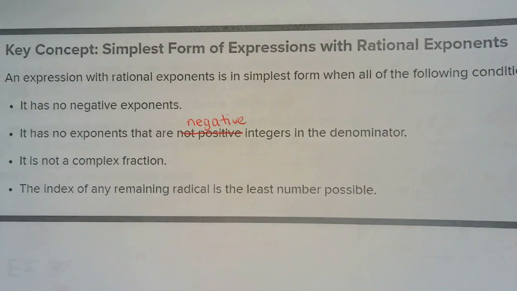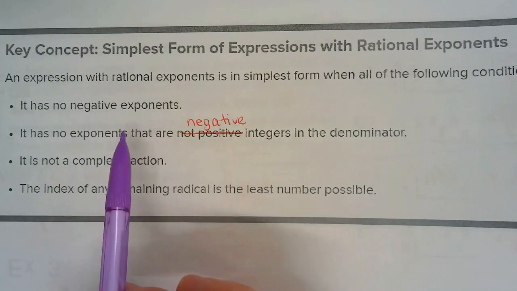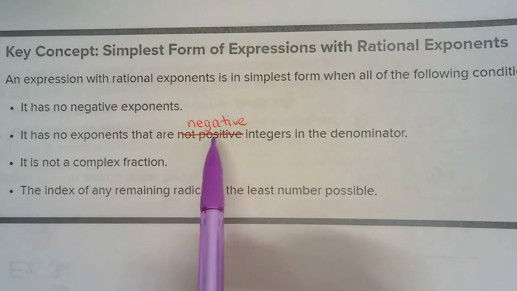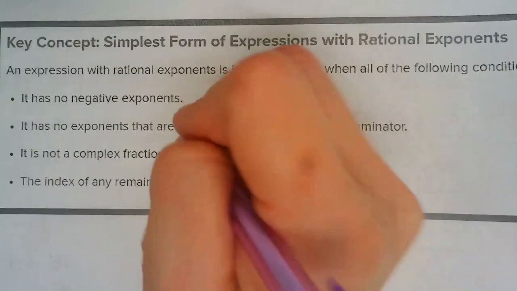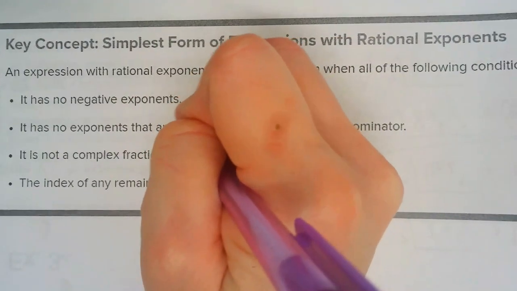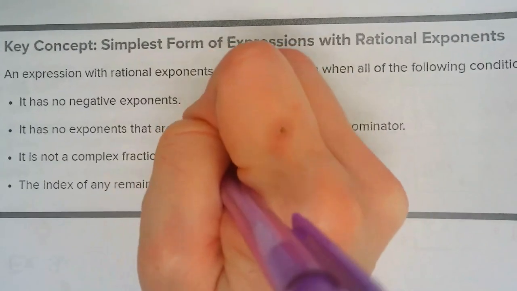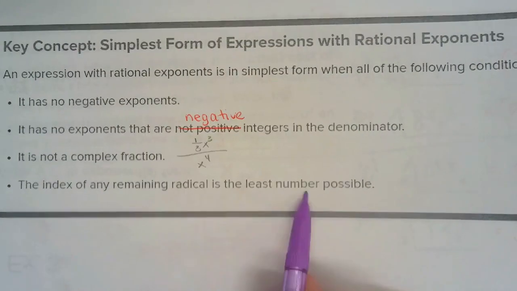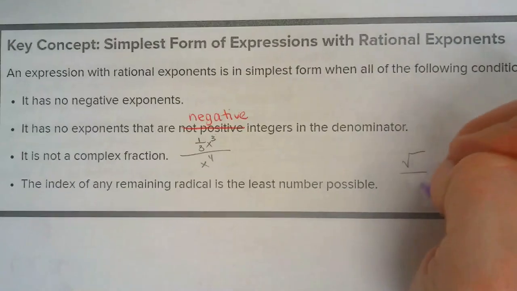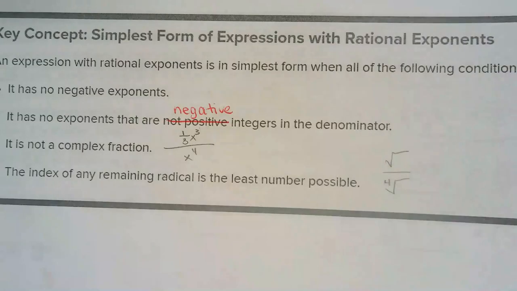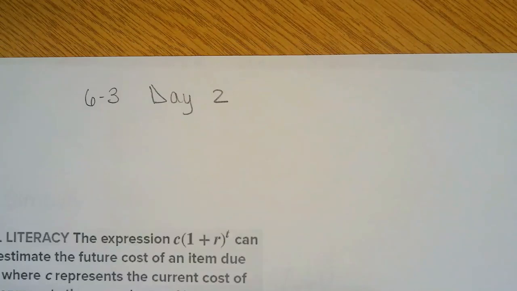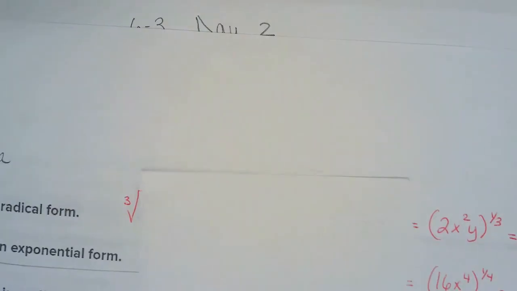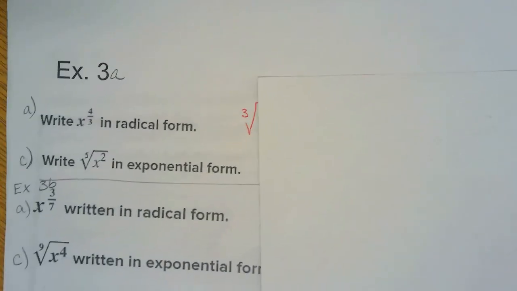You are considered to be simplified with all of these exponent rules when you don't have any negatives in there. When you don't have any negatives in the denominator, you can't have a fraction within a fraction, something like that. And then the index of any remaining radical is the least number possible. So like if you had a square root over a 4th root, you can simplify those to condense them down. Okay? So we're going to look at just a couple more, and then that'll conclude day 1.